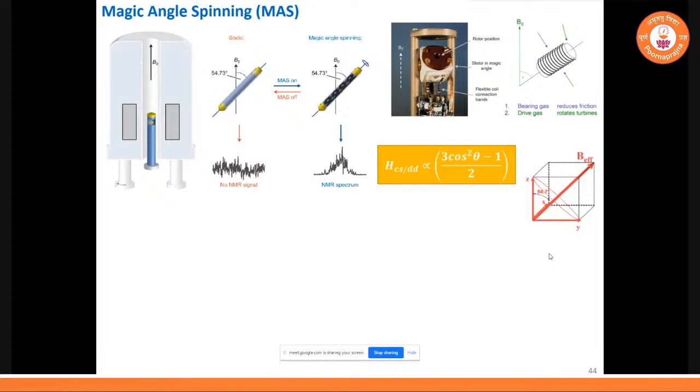People thought, if you write an energy expression for this interaction, that is the Hamiltonian, for chemical shift and dipolar coupling, they found that this Hamiltonian has a dependence on this factor. So this is nothing but the legendary second order polynomial. And if you make this factor 0, then that interaction will average out. Then this interaction is not there. Then we'll have well-resolved lines. Broadness is no more in the picture.